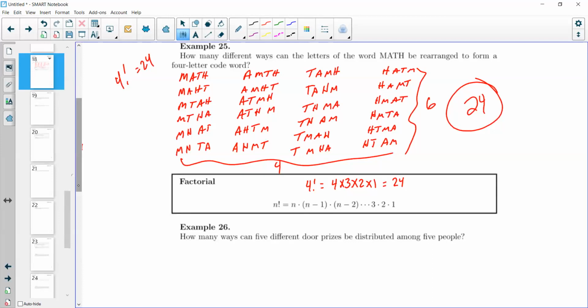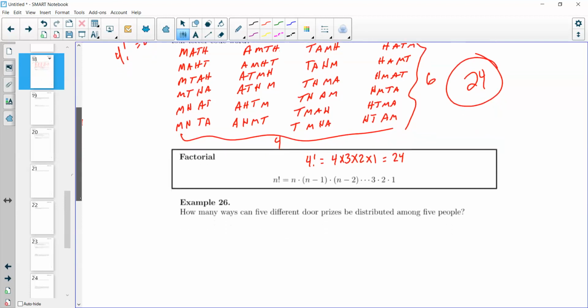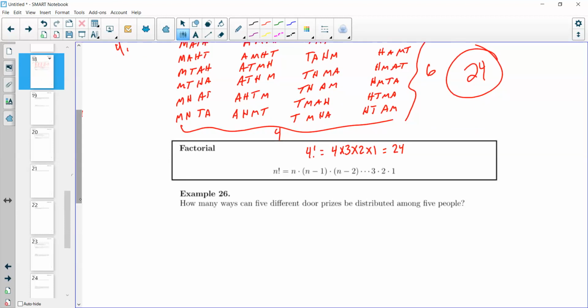So arranging n things n at a time where order matters, the number of possible permutations is n factorial. So we have here, how many ways can 5 different door prizes be distributed among 5 people? So I would say 5 factorial, which is 5 times 4 times 3 times 2 times 1, or 120.